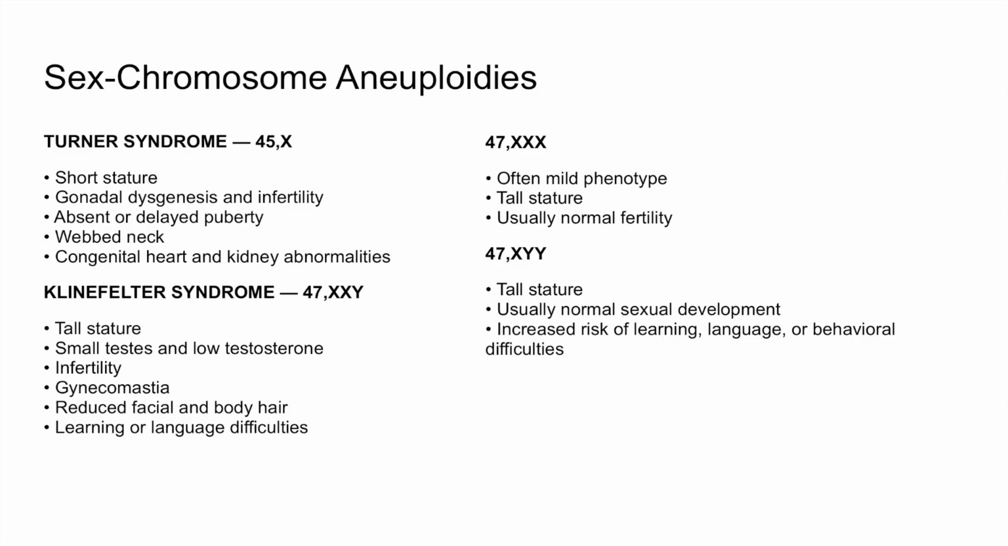So Turner syndrome, or 45X, is associated with short stature, gonadal dysgenesis, delayed puberty, and infertility. Patients should also be evaluated for congenital cardiac abnormalities, especially coarctation of the aorta, and renal abnormalities. Klinefelter syndrome, or 47XXY, causes primary testicular failure, producing small testes, low testosterone, infertility, and some gynecomastia. Triple X and 47XYY often produce mild or unrecognized phenotypes, although learning or language difficulties may occur.